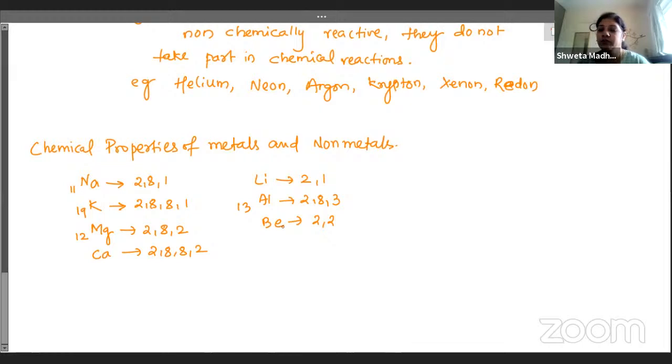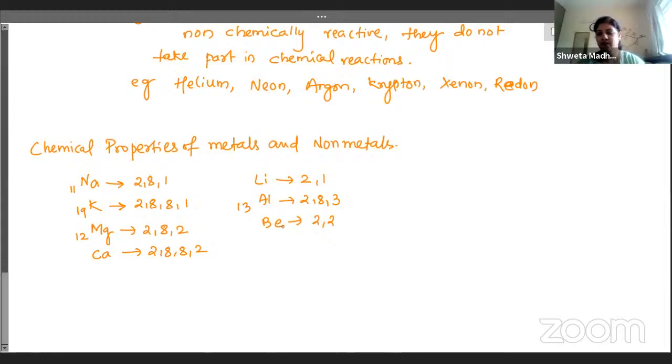Right? So metals are those elements which are electropositive in nature. That means they have 1, 2, or 3 electrons in their valence shell, and therefore they have a tendency to lose electrons rather than gaining. So these are called metals, and the opposite is non-metals.